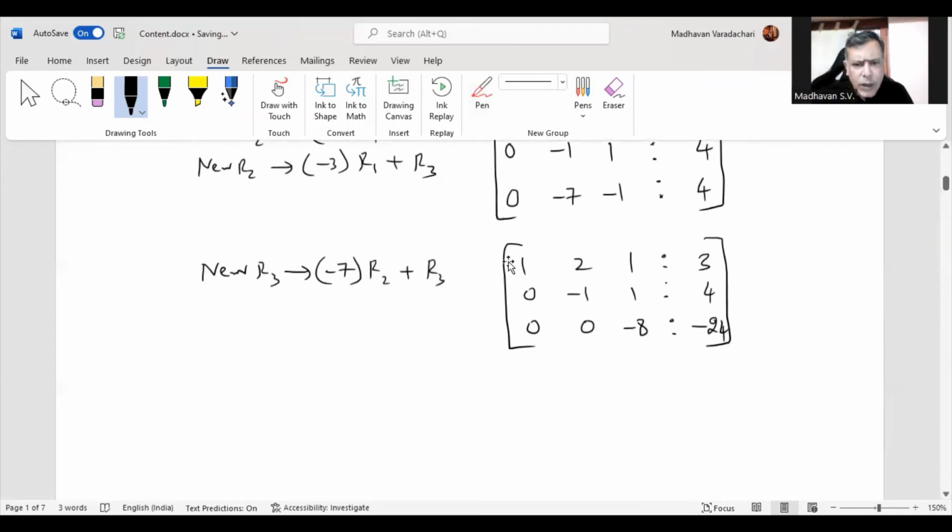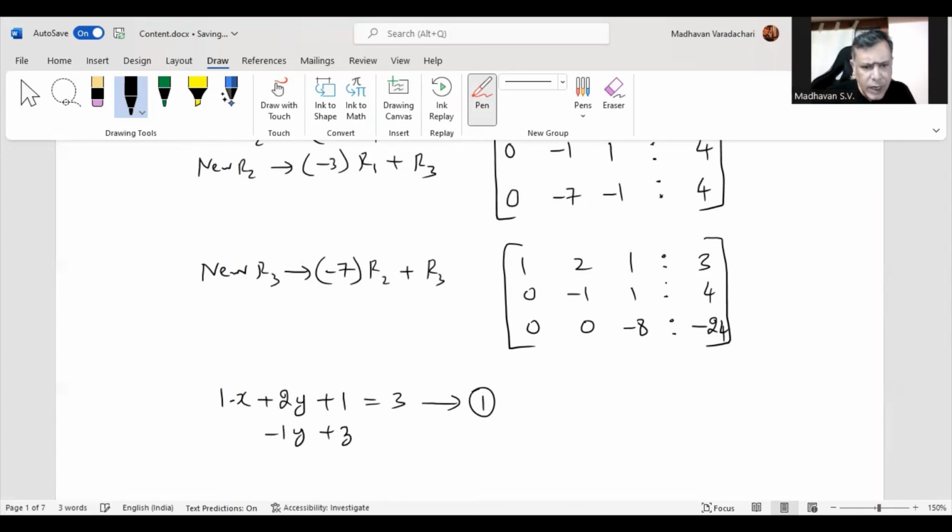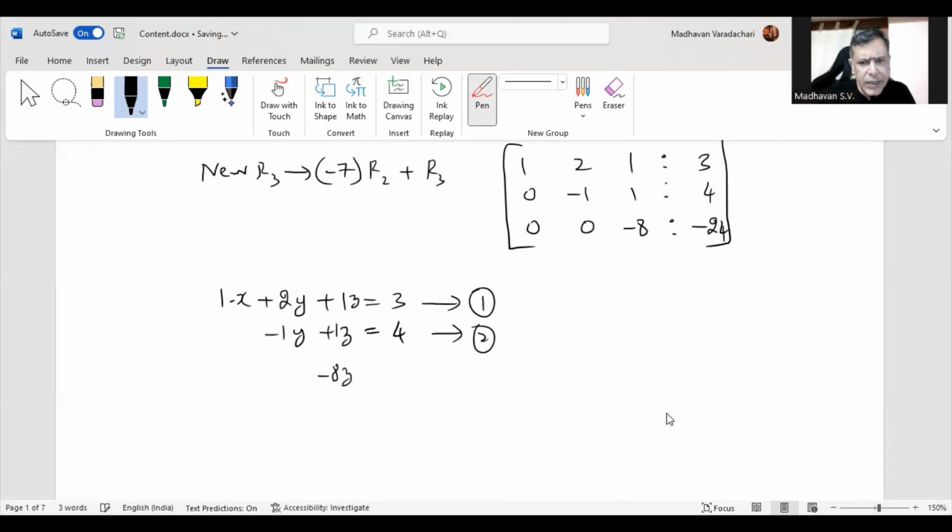Now we know these are coefficients of x. First column is the coefficient of x, second column is the coefficient of y, third column is the coefficient of z. So I can now write this in the form of equations as 1 times x plus 2 times y plus 1 times z should be equal to 3. This is our first equation. Then there is no x because it is 0 in the second row. So minus 1 times y, then plus 1 times z is equal to 4. That is our second equation. Then third, it is minus 8 times z is equal to minus 24.